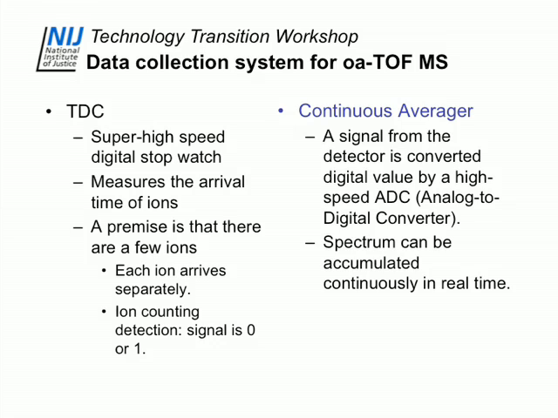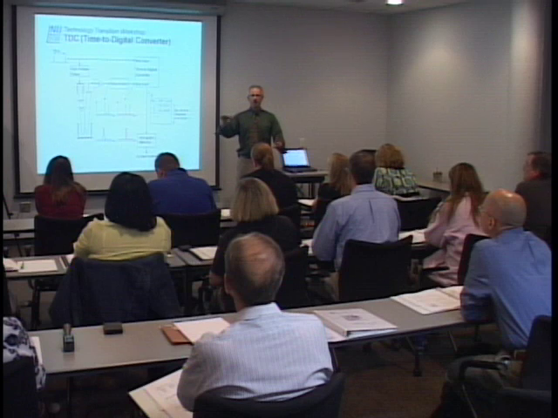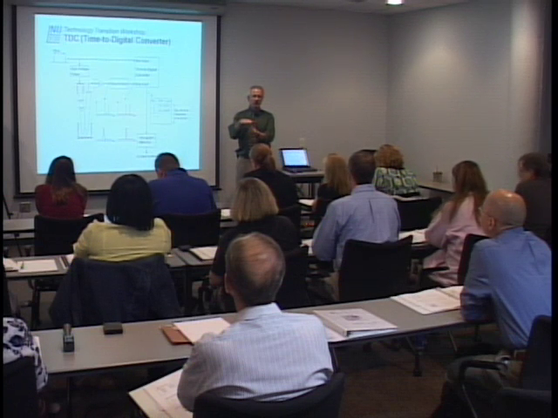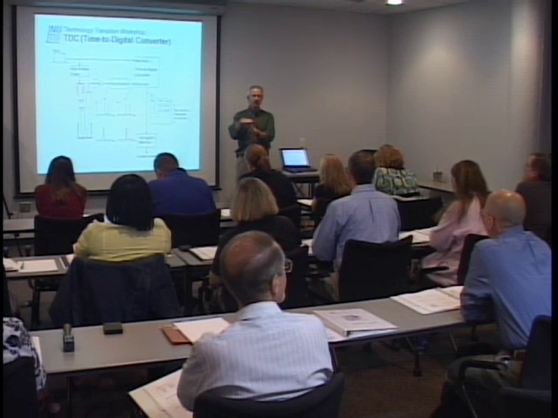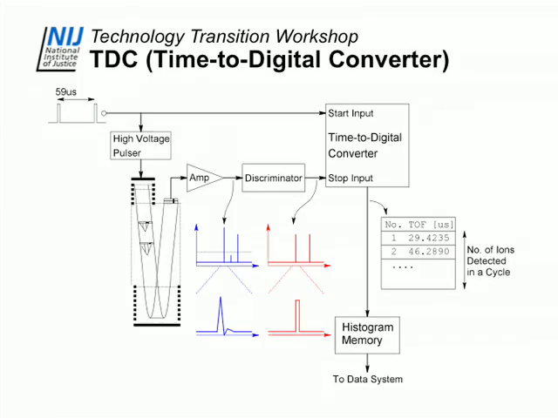accumulated in real time. There's some pros and cons to each of these, but in short, the TDC just has a threshold. So if your signal is above the threshold, it counts 1. If it's below the threshold, it counts 0. And then you just say, at this particular time instant, you've got a signal or not. Here's what happens to the signal as you build it up.